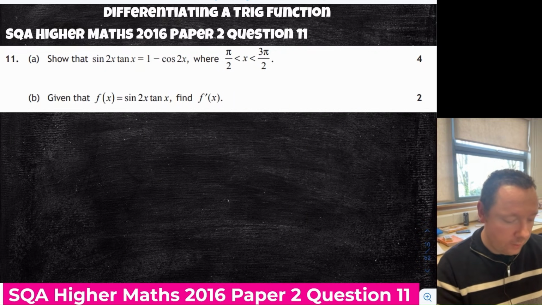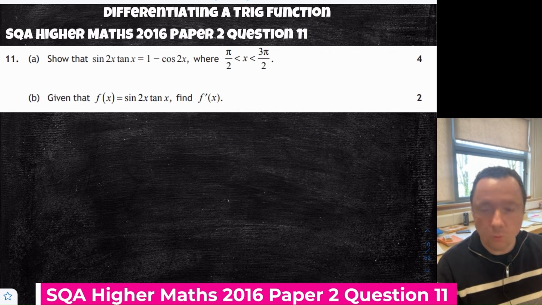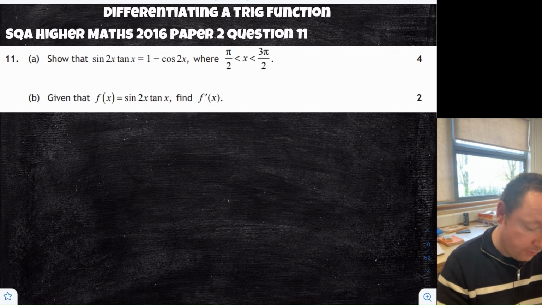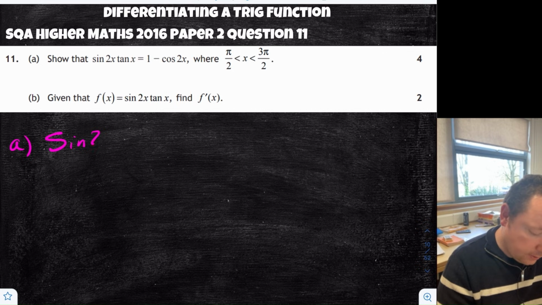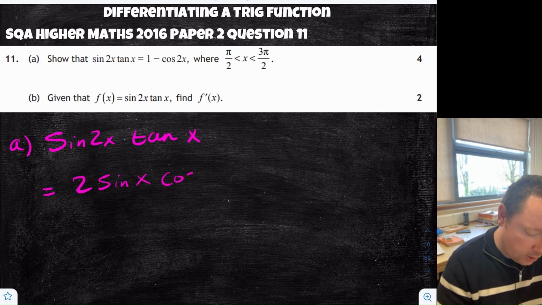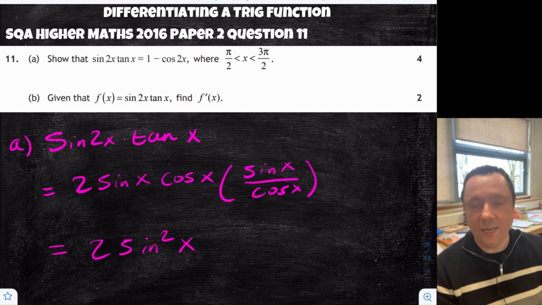Differentiating a trig function, SQA Higher Maths 2016, paper 2, question 11. Show that sine 2x tan x equals 1 minus cos 2x, and then differentiate sine 2x tan x. So part A, sine 2x tan x, well, we can change sine 2x to 2 sine x cos x, and we can change tan x into sine x over cos x. So that gives me 2 sine squared x, and the cos x obviously cancel.